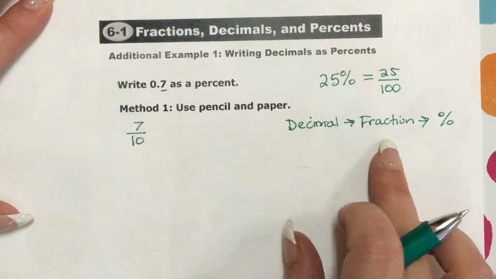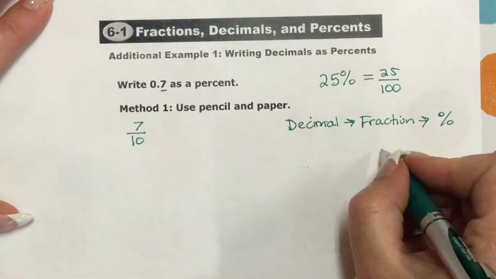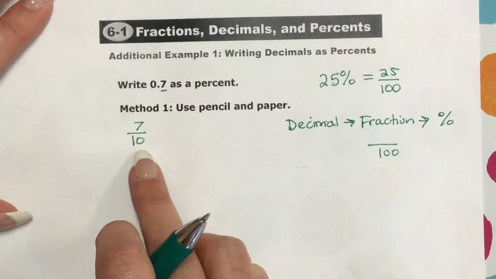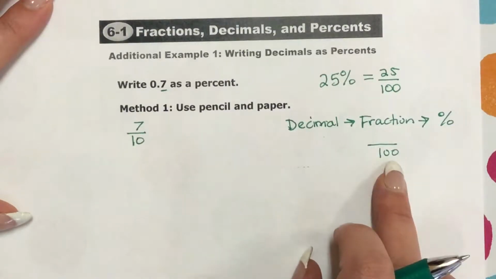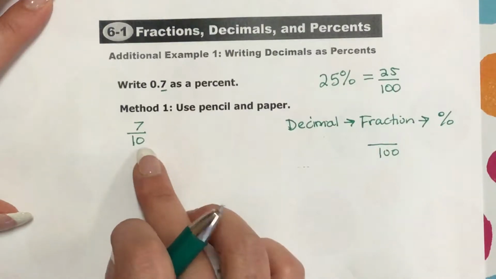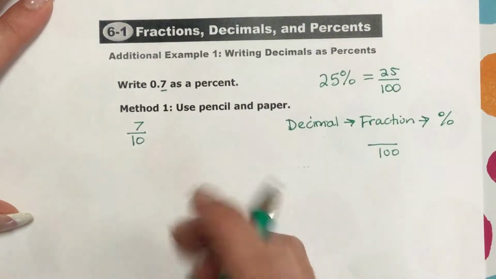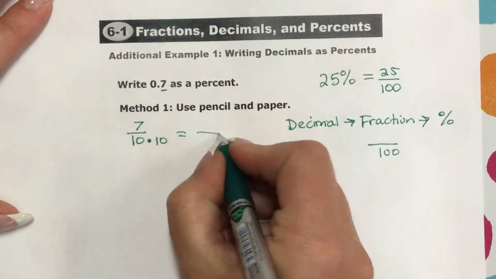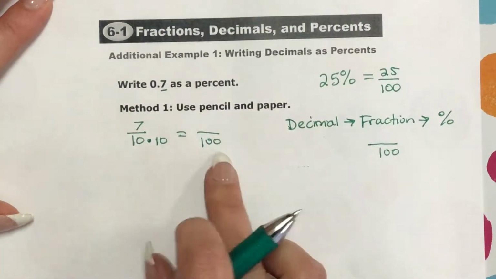Now, the fraction, what we want to do is get a fraction that is over 100. So right now, is this 7/10 over 100? No, it is not. So we want to make this 10 into 100. Well, how do we make this 10 into 100? Pretty simple. We just multiply it by 10. 10 times 10 is 100, and now we have our fraction out of 100.